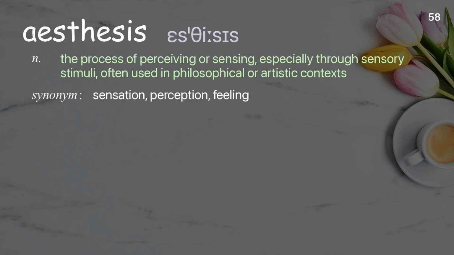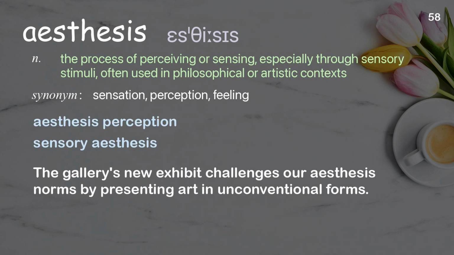Aesthesis. The process of perceiving or sensing, especially through sensory stimuli, often used in philosophical or artistic contexts. Examples: Aesthesis perception. Sensory aesthesis. The gallery's new exhibit challenges our aesthesis norms by presenting art in unconventional forms.